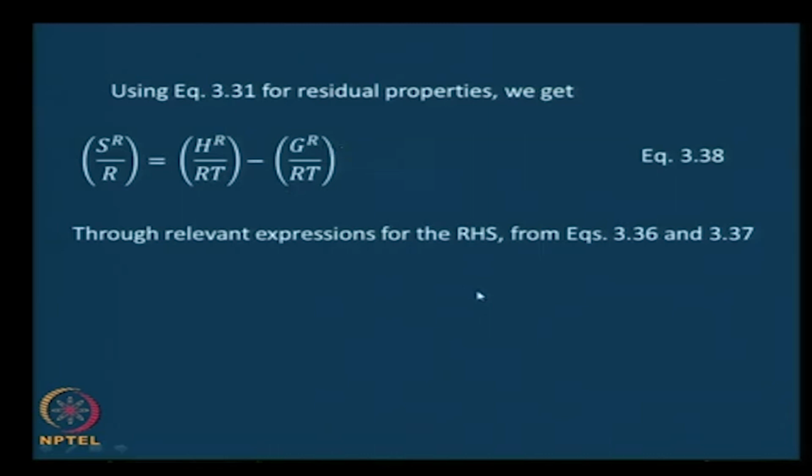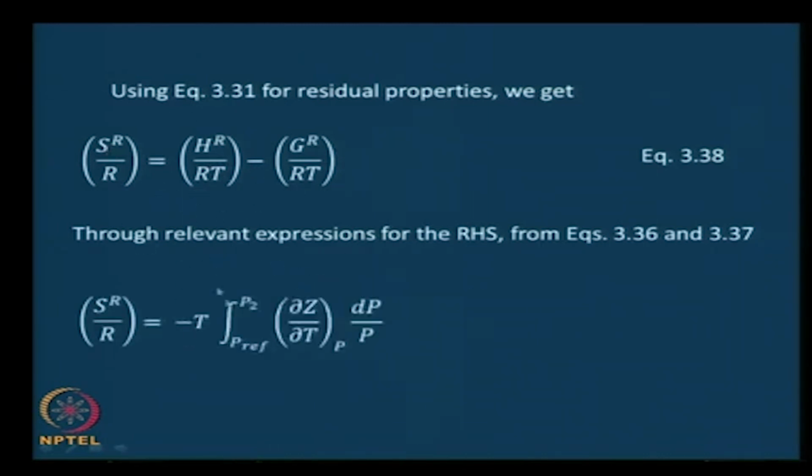Therefore, if we substitute both of them here, we have SR/R equals HR/RT, which is minus T integral from P reference to P2 of ∂Z/∂T at constant P into 1/P dP, minus GR/RT that we have already seen earlier, integral from P reference to P2 of (Z minus 1)/P dP. Therefore, we have SR in terms of T, P, Z and so on. We will call this equation 339.